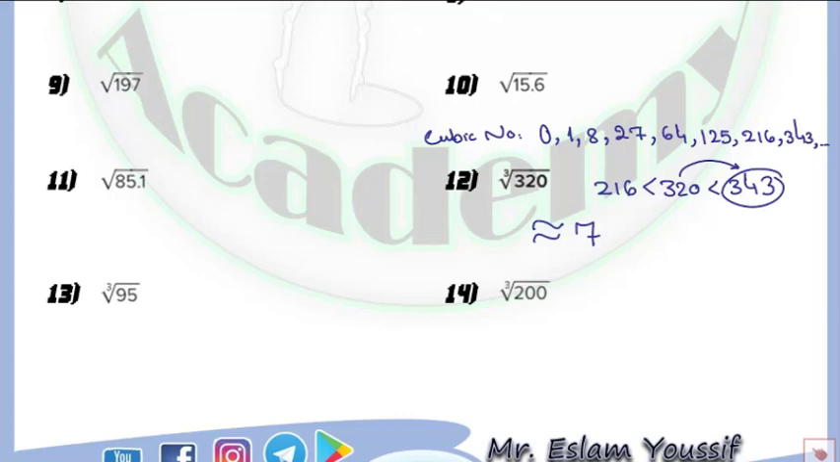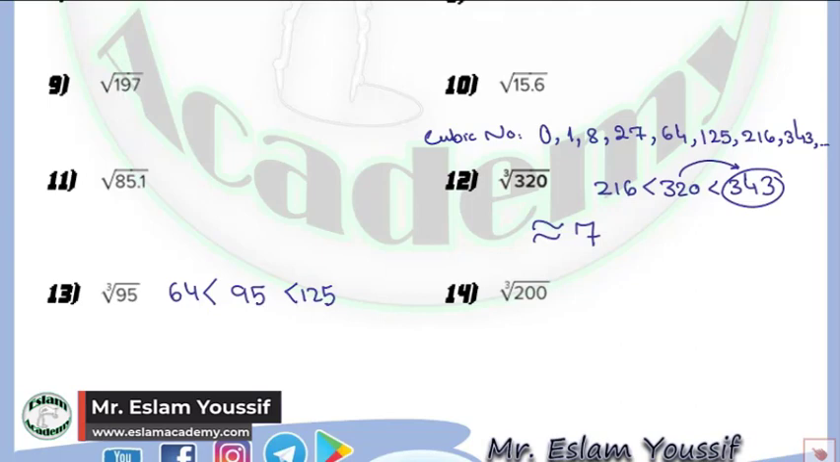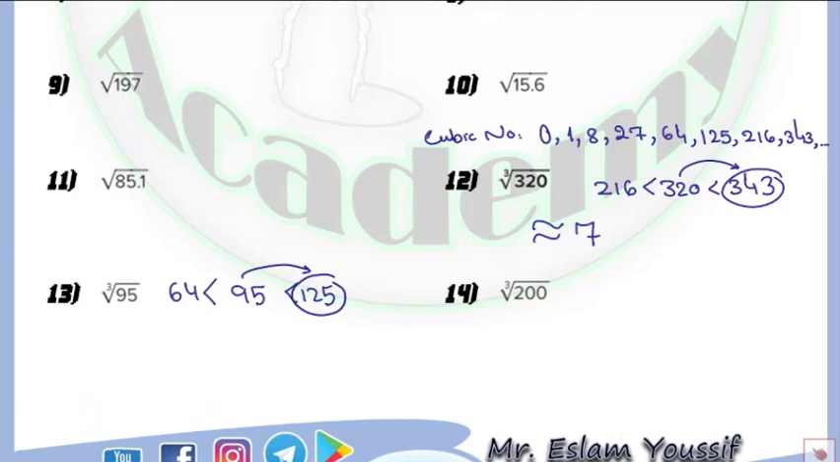The cubic root of 95. Just write 95. 95 is more than 64 and less than 125. Now 95 is close to 125. So the cubic root of 125 equals 5. So the cubic root of 95 is approximately 5.